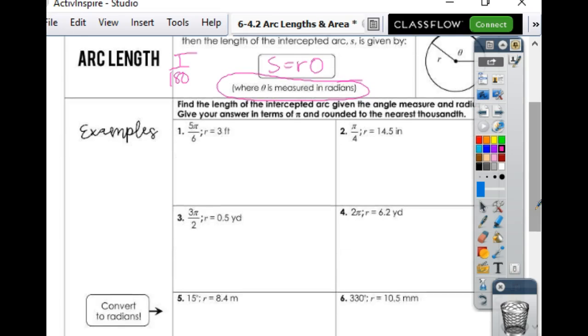So, right here, this already has a pi in it, so this is in radians already. So to find the arc length, I'm going to take r times theta. So I'm going to take 5 pi over 6 times 3.